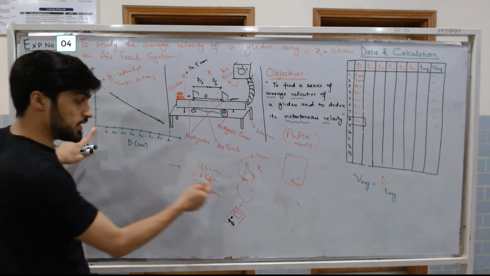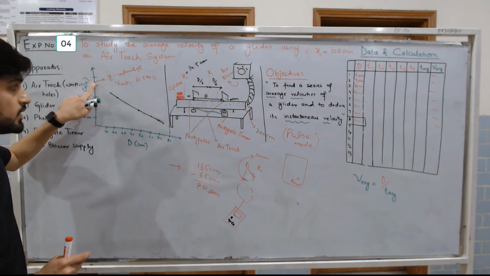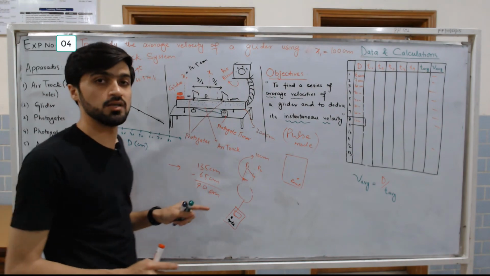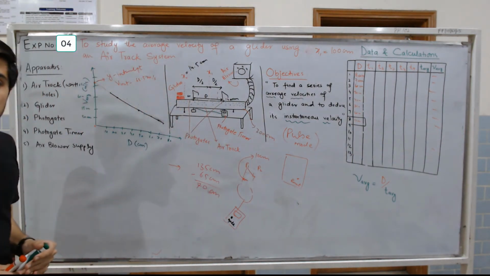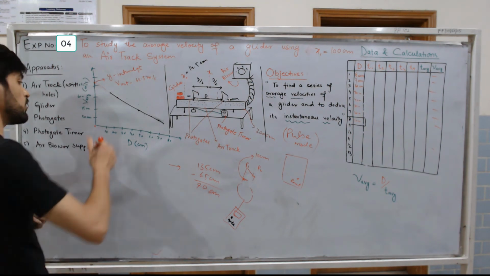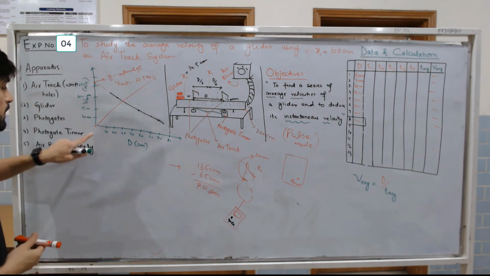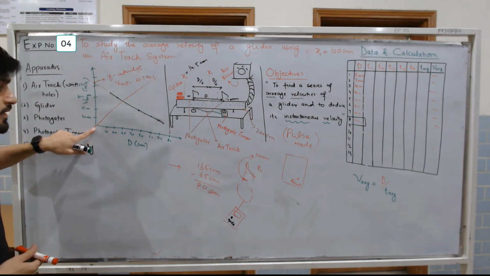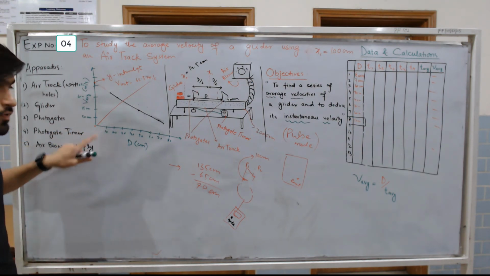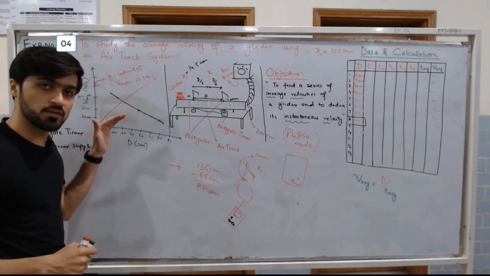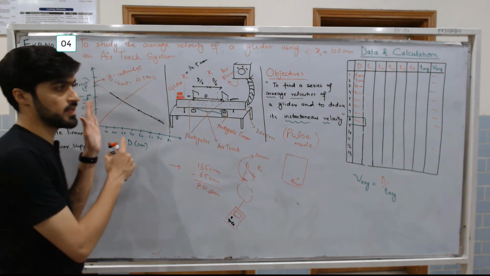And the velocity at this instant, when D is 0, is the y-intercept. This y-intercept will give us the instantaneous velocity. Keep in mind, if you are plotting the graph, you should know why the y-intercept is the instantaneous velocity. If you plot it like this, it makes no sense, because it means the instantaneous velocity is 0. As the distance reduces, less time is taken by the glider and the average velocity increases. So you will get a graph like this.